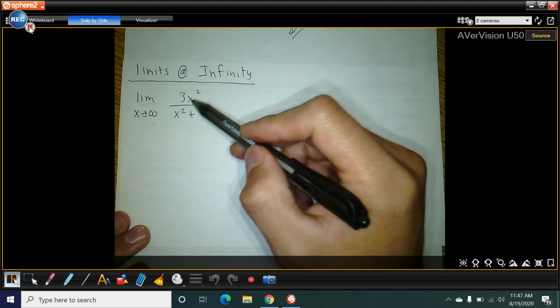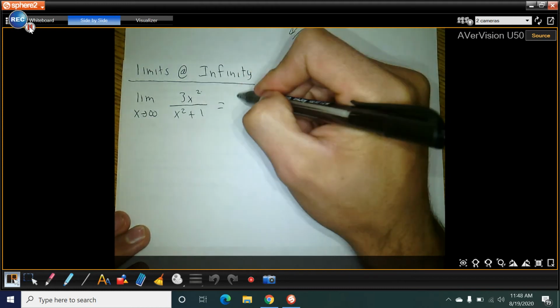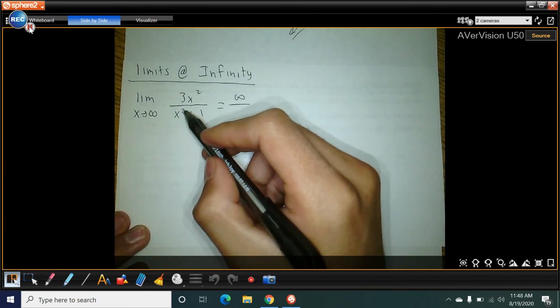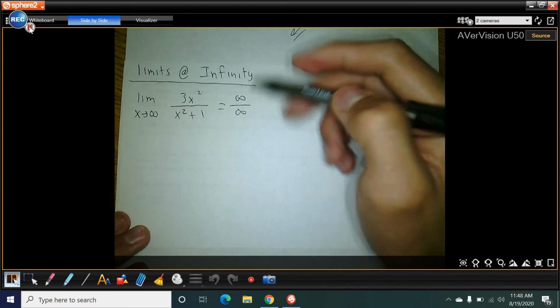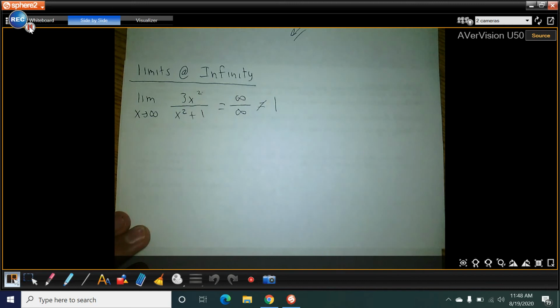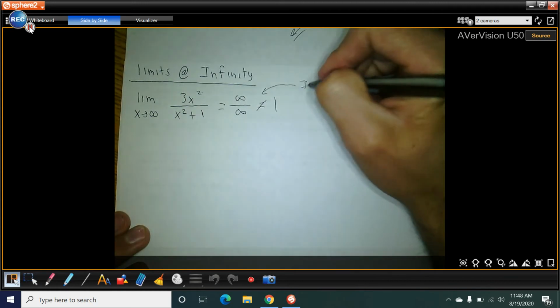So what happens here is infinity squared would be infinity, times 3 would be infinity, and everything's nice, we're good. Infinity squared is infinity, plus 1 is still infinity. So you may be tempted to say that infinity over infinity is equal to 1, but I would have to say that that is not true, okay? By the way, this is another form of the indeterminate form.